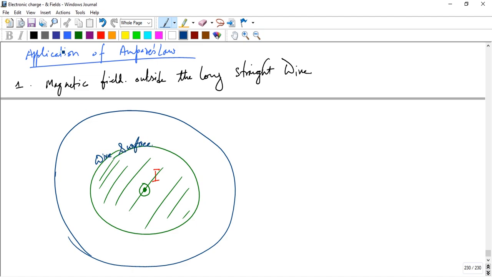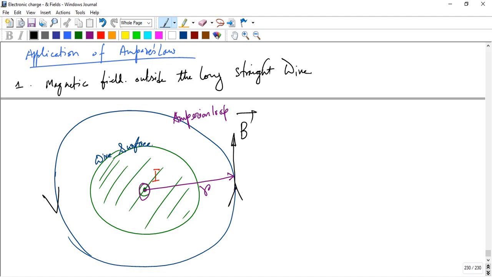Remember this length of the Amperian loop, which we call small r. If current I is towards me, then the magnetic field is in the anti-clockwise direction. Towards me means the magnetic field is anti-clockwise. Suppose B is in that direction.